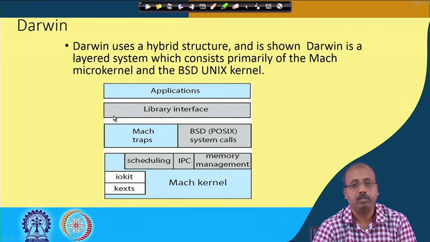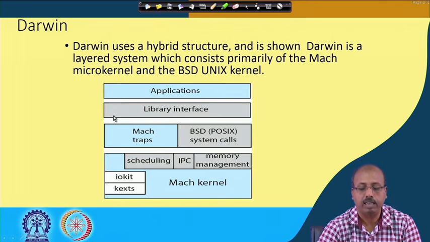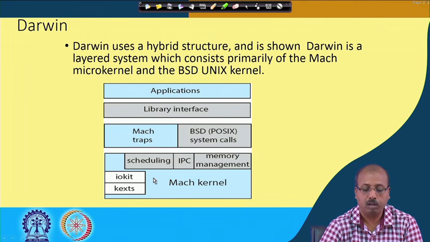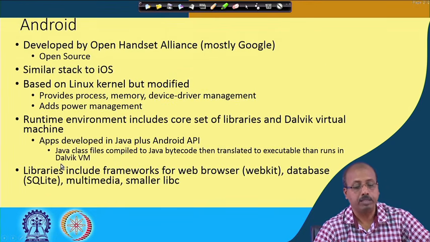Then Darwin. Darwin is a hybrid structure for the kernel part, a layered system which consists primarily of the Mach microkernel and the BSD Unix kernel. This is the Mach kernel. On top of that we have scheduling, IPC and memory management units. We have Mach traps and BSD for system calls, then library interface and applications. Apart from that, there are some small modules in the Mach kernel, I/O Kit and kexts. These are for some I/O handling and processing. So, this is a very simple system, and again a hybrid system.